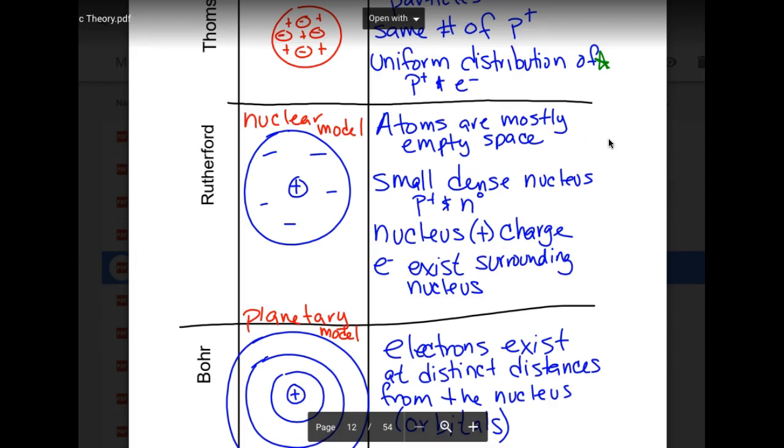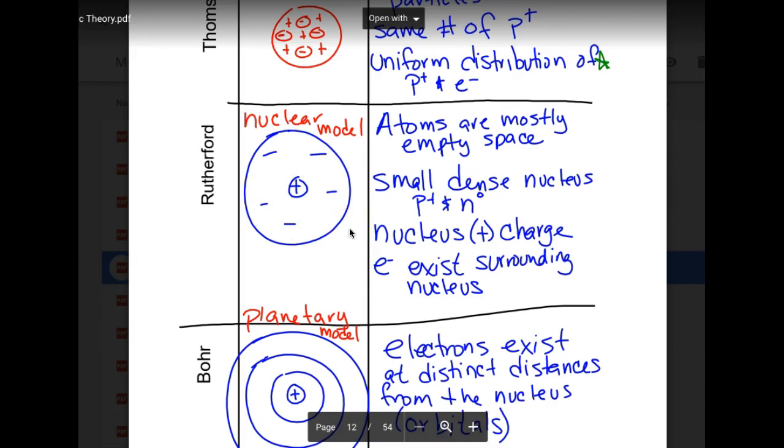Small means that it has a small volume. Dense means it has all of the mass of the atom contained in the nucleus. And remember, we have those nucleons, protons, and neutrons in the nucleus there, where we have all of the positive charge, and electrons exist surrounding the nucleus.